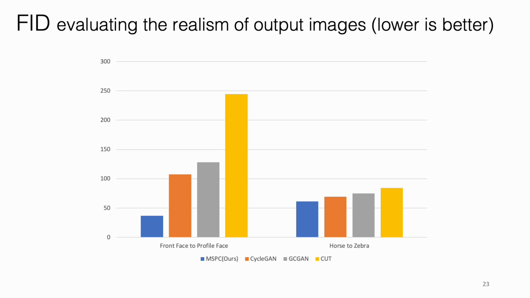One way to quantitatively evaluate the quality of the result is using FID, and it shows our method is more powerful in distribution matching.